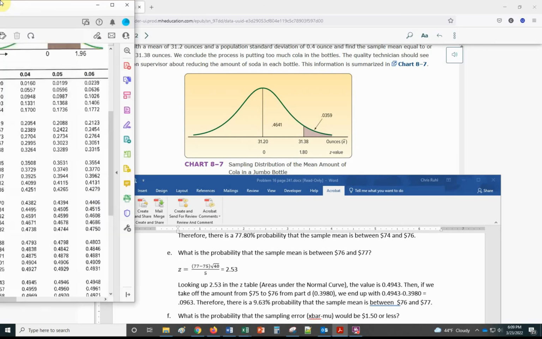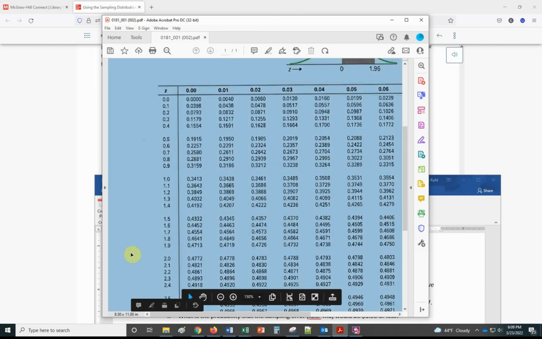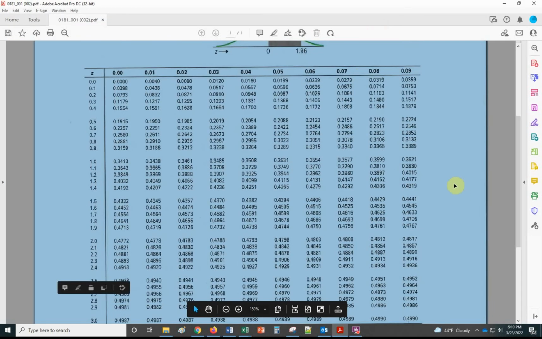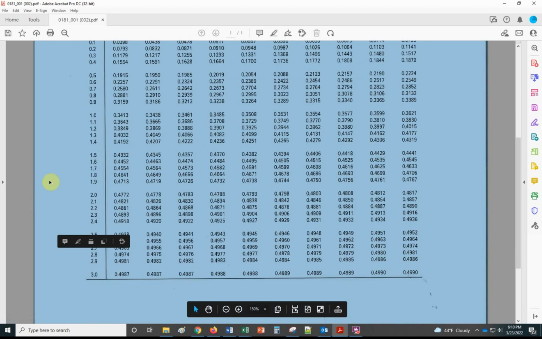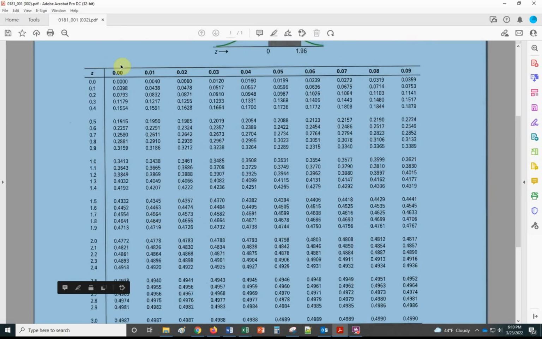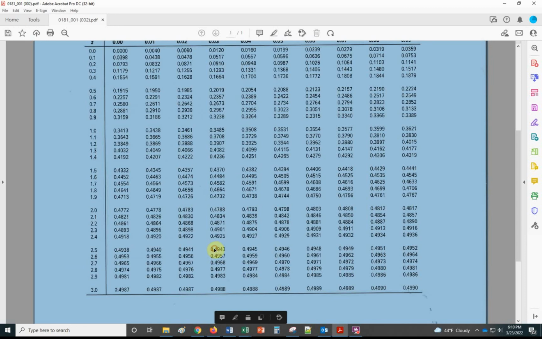Then I go back to the Z table, 2.5, and .5, and the first column is 0, 1, 2, 3, so 0.4943 is the value, the area for 2.53 Z.